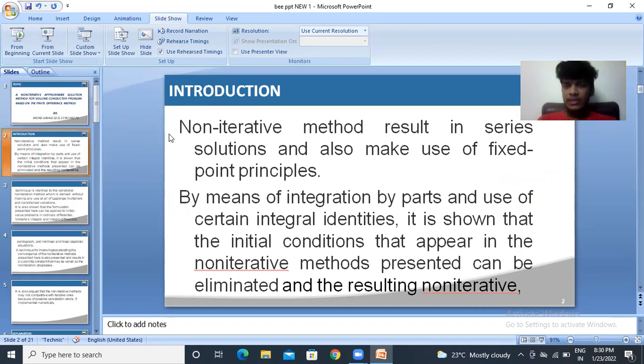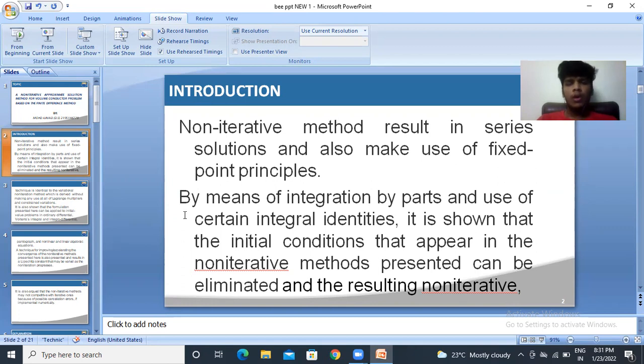Non-iterative methods result in the series solution and also make use of the fixed point principle. Normally, a non-iterative method results in the series solution, and it also makes use of the fixed point principle. Now, by means of integration by parts and use of certain integral identities, it is shown that the initial conditions that appear in the non-iterative methods presented can be eliminated.